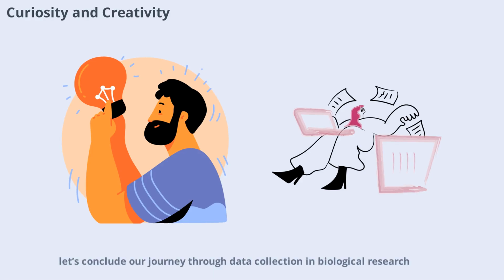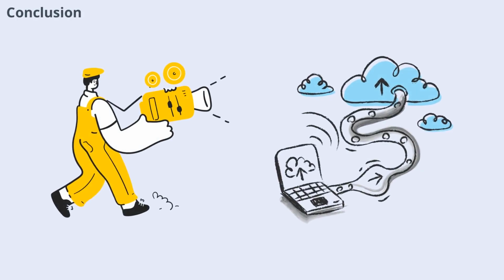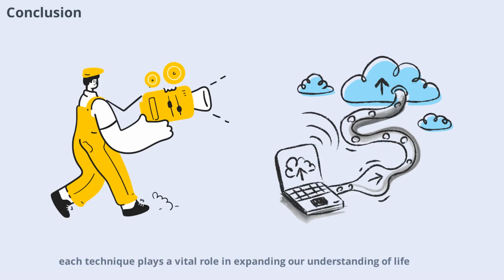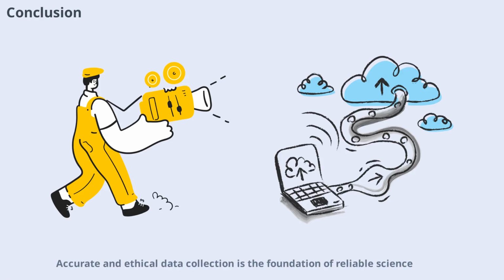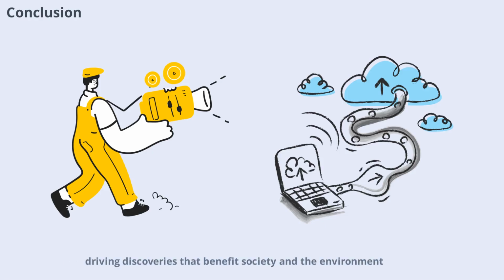Finally, let's conclude our journey through data collection in biological research. We've covered a comprehensive overview of data collection techniques in biological research. From field observations to advanced laboratory methods, each technique plays a vital role in expanding our understanding of life. Accurate and ethical data collection is the foundation of reliable science, driving discoveries that benefit society and the environment. As technology advances and new challenges arise, researchers must continue to learn, adapt, and uphold the highest standards.